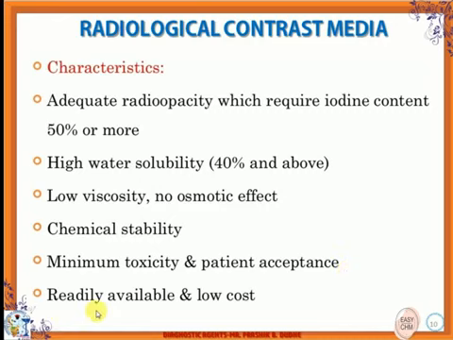Then this agent should be readily available and also have a low cost, because all the radiological compounds are very costly. So that is the ideal property. It should be readily available and have a low cost, so that the patient can procure it, and further it can be used for diagnosing the patient.